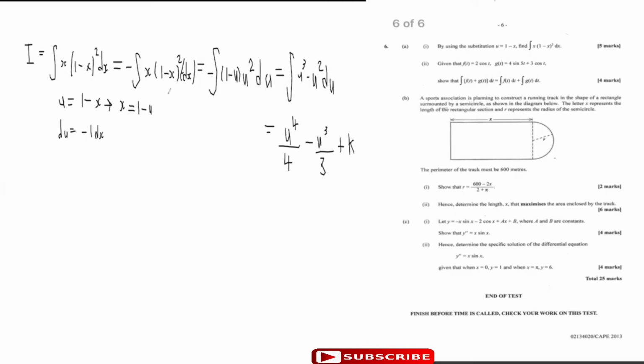But then what was u? U was 1 minus x. So this works out to be 1 minus x being raised to the 4th power divided by 4 minus 1 minus x divided by 3 raised to the 3rd power plus k. And that's the integral. Nice and easy.